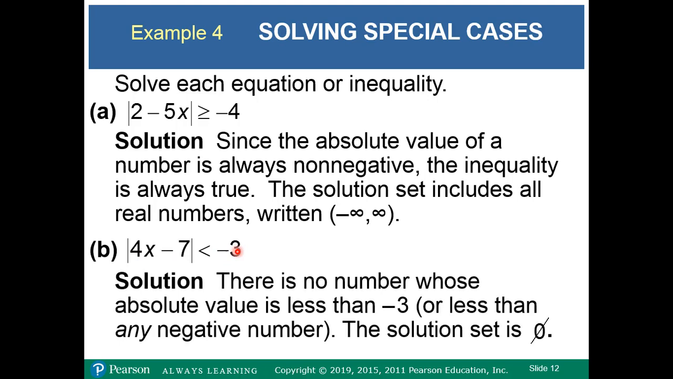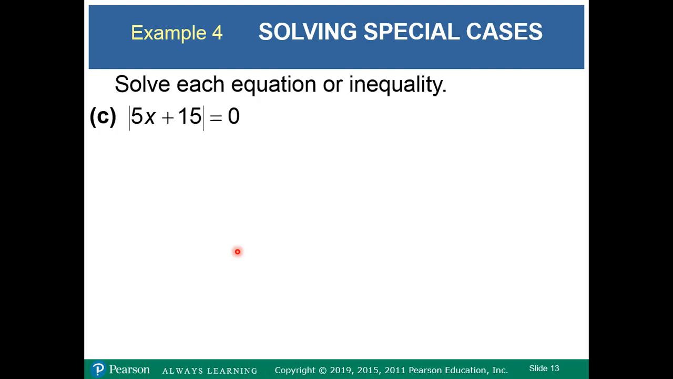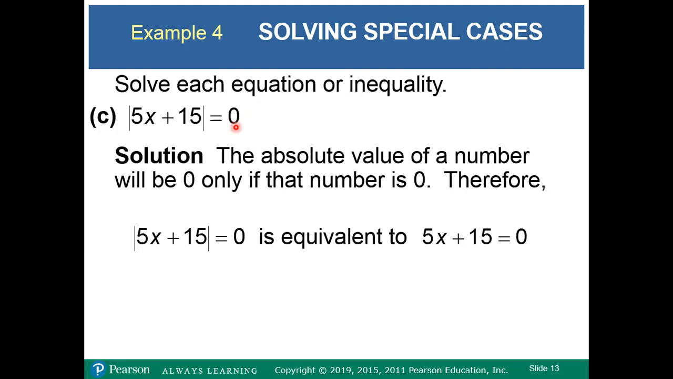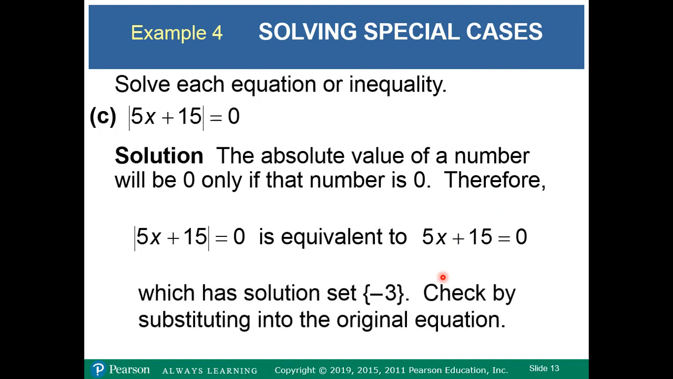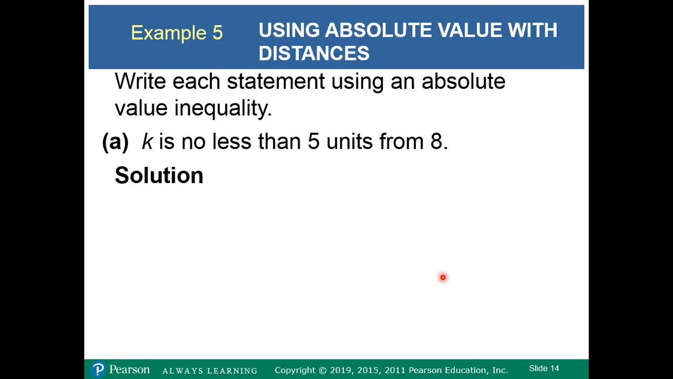So the solution would be the empty set. Okay, what about this one? Well, here is the absolute value of a value x, but it's equal to 0. So what happens here? Because we're going to do 5x plus 15 is equal to 0, or it's going to equal negative 0. Well, there's no such thing as a negative 0. Okay? So in this case, the absolute value signs don't matter. It's equivalent to just dropping the absolute value signs. So in this case, it'd just be negative 3 in the solution set.